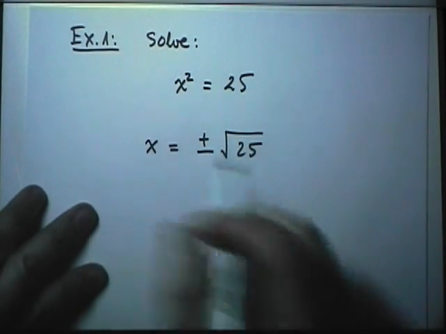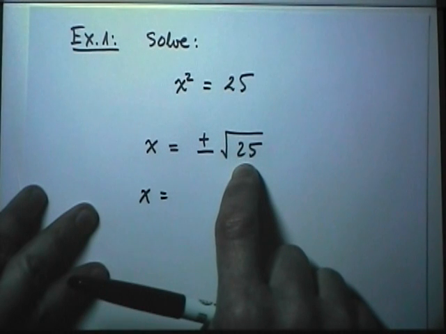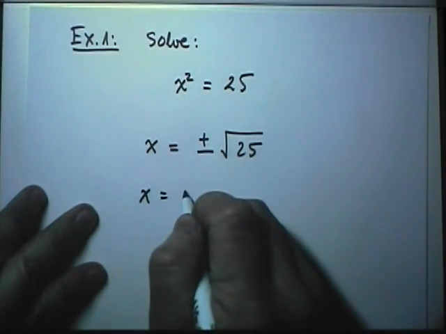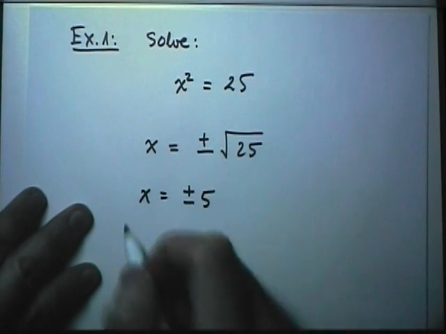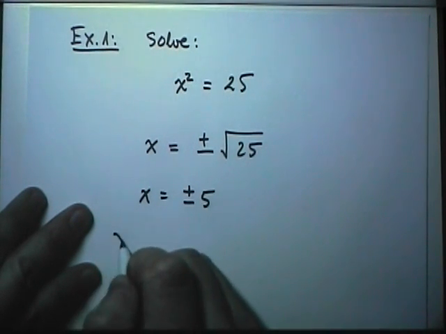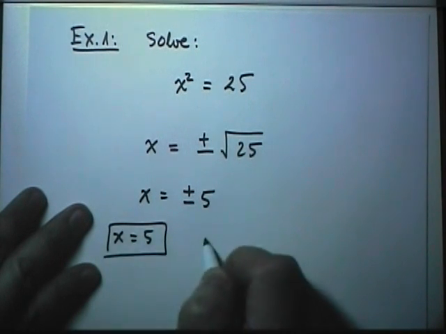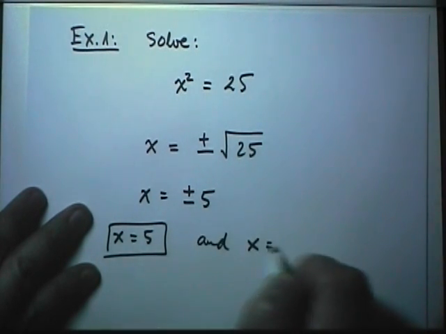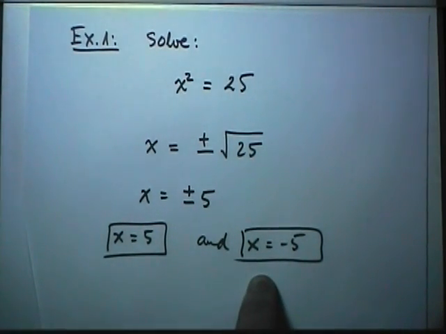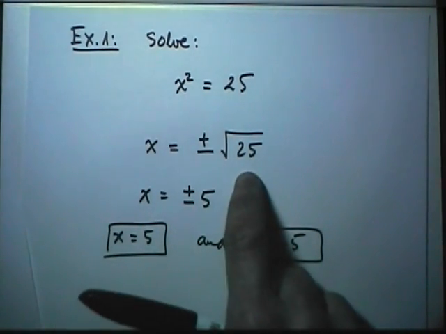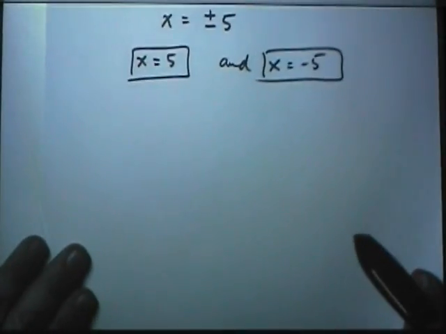What is the square root of 25? 5, right? So the value for x is x equals plus or minus 5. So really, in the end, your x value is one solution being 5, and the other x equals negative 5. Those are the two solutions. So this is the square root property.